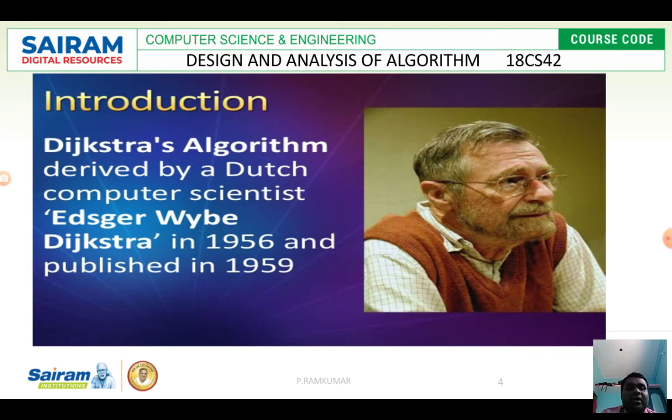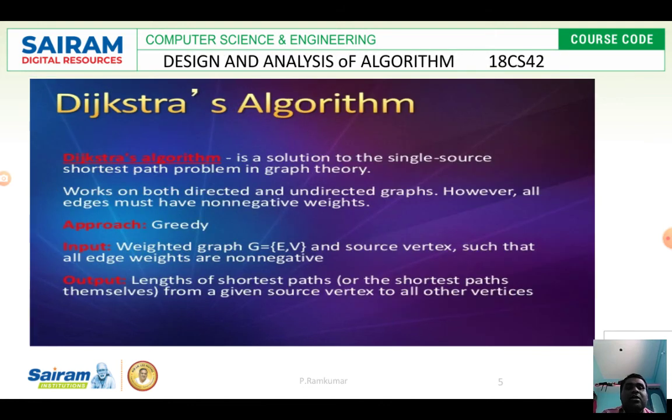This is the author Dijkstra who invented this Dijkstra algorithm to identify the shortest path. And one important thing I want to say: the Dijkstra algorithm will work only for non-negative weights. An edge should not have a negative value. The edge always must have a positive value. Then only I can apply Dijkstra. Otherwise, it won't work.